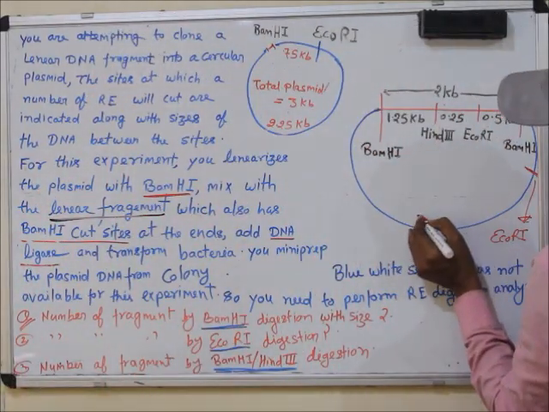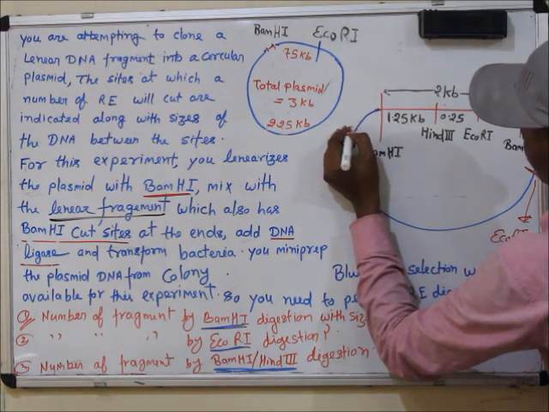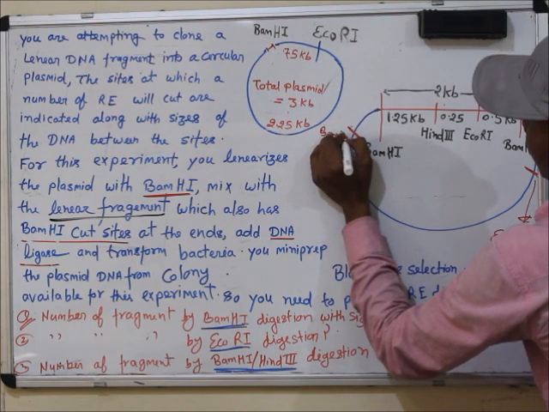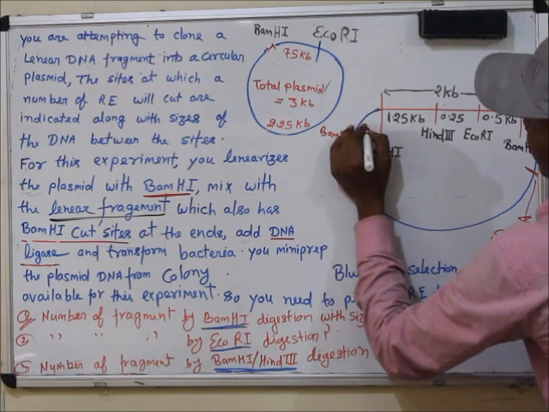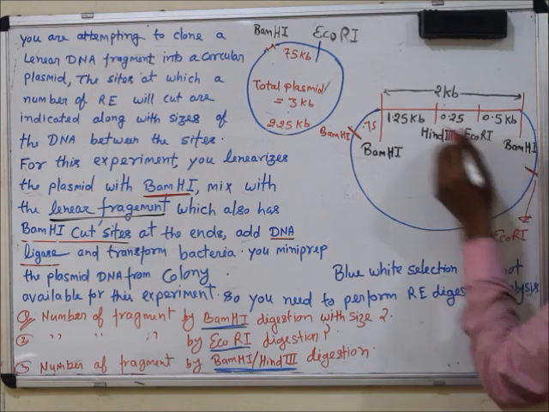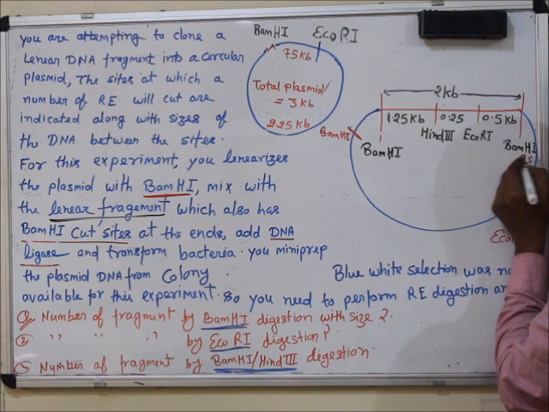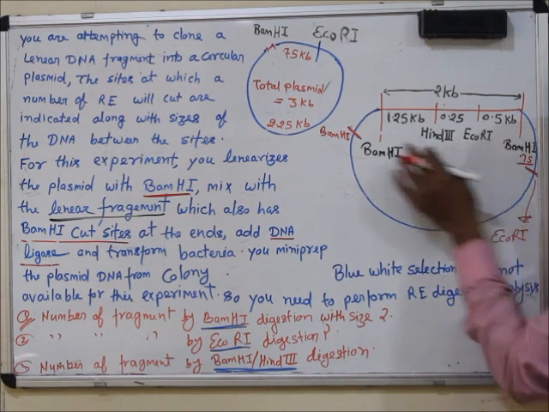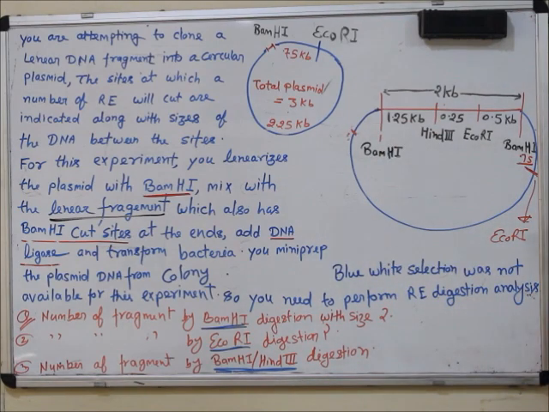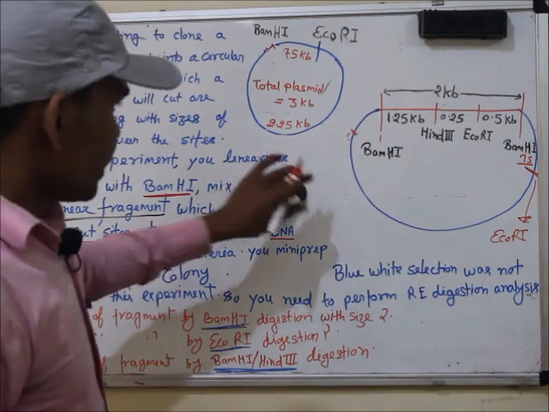Then there is also this BamHI site. 0.75, and this will be 0.75 kb here, 0.75 kb. Okay, 0.75 kb.